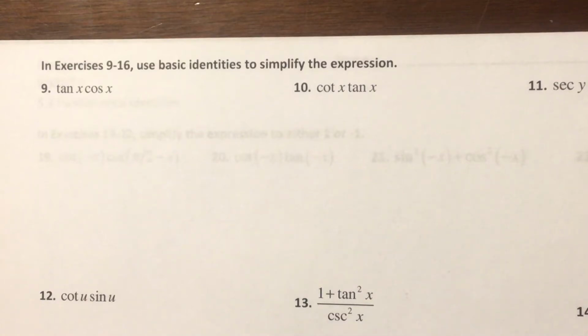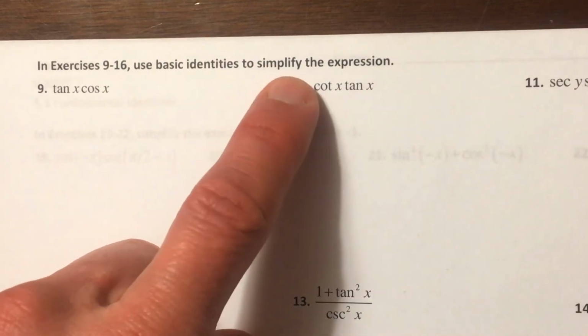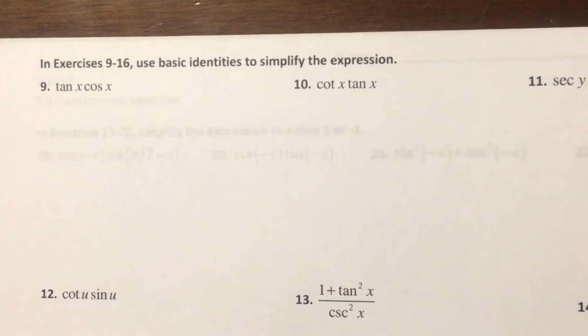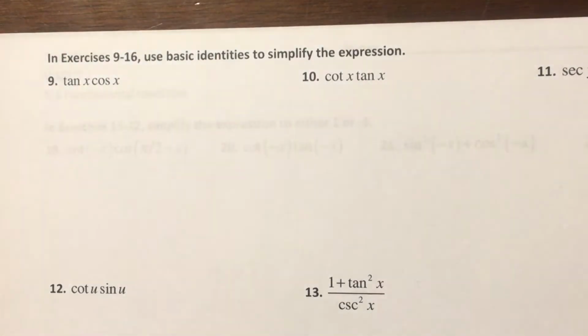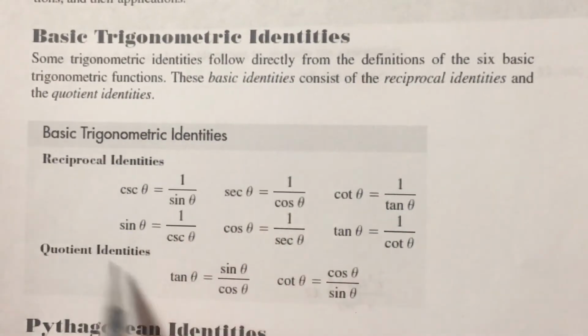All right, here's the back to 5.1 worksheet. It says use the basic identities to simplify the expression. So this is kind of where we get to have a little bit of enjoyment. It's basically a transformation exercise. Remember, our basic trigs are these guys, the stuff we already know.